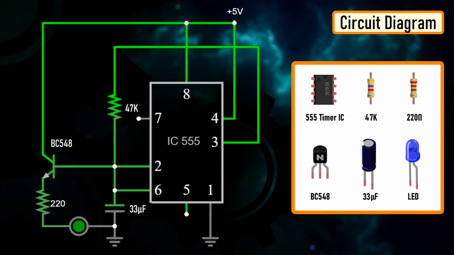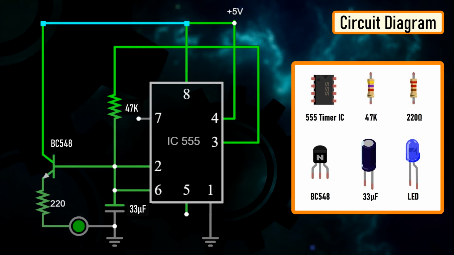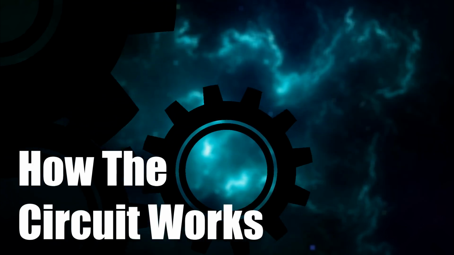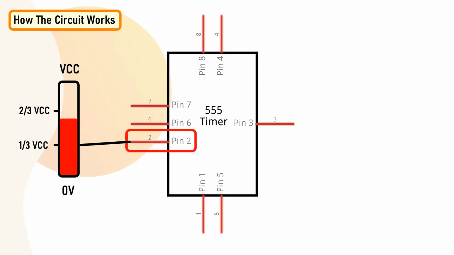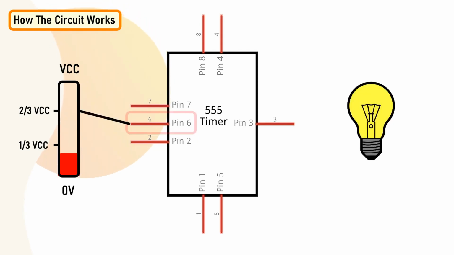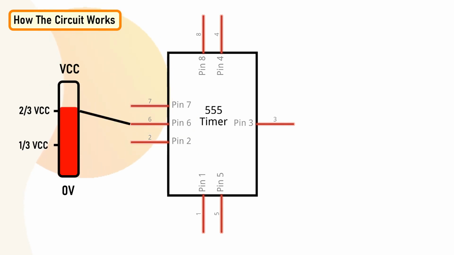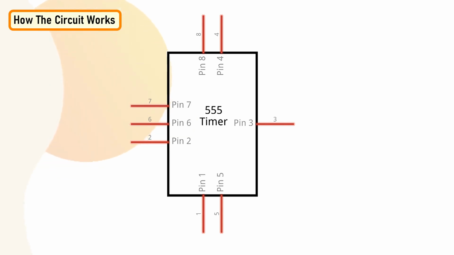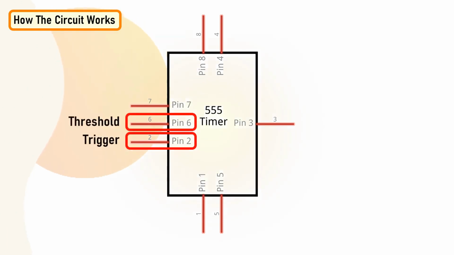Alright, now I am going to demonstrate how this circuit works with the help of an animation. When pin number 2 of the IC detects voltage less than 1/3 of the supply voltage, it turns on the output on pin number 3. And when pin number 6 detects voltage more than 2/3 of the supply voltage, it turns off the output. This is how the trigger pin number 2 and the threshold pin number 6 of the 555 timer IC sense voltage and control the output at pin number 3.